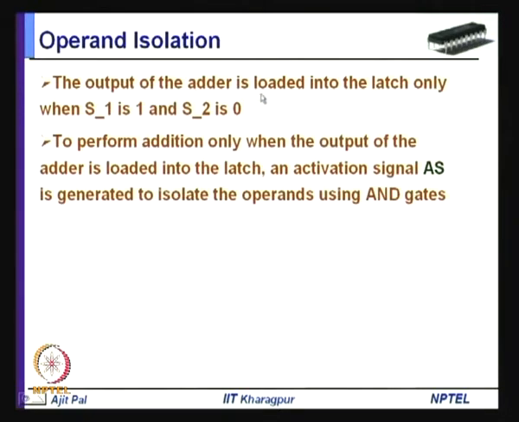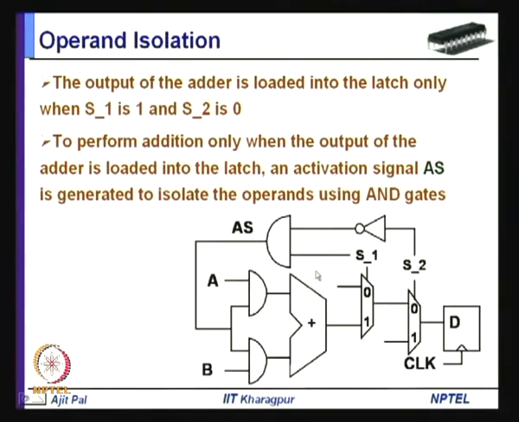The output of the adder is loaded into the latch when S1 is 1 and S2 is 0, as I have explained. So, to perform addition only when the output of the adder is loaded into the latch, an activation signal AS is generated to isolate the operands using AND gates. You can see a simple hardware is shown. This is the adder, AND gates and an inverter which can generate the activation function, and you can see these operands A and B are ANDed, although only 2 ANDs are shown.